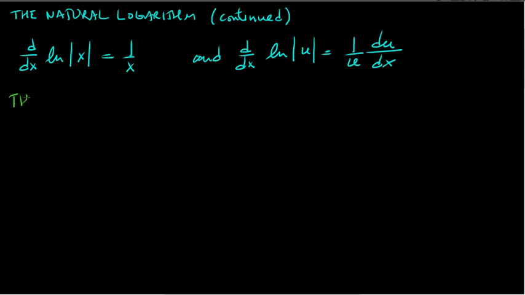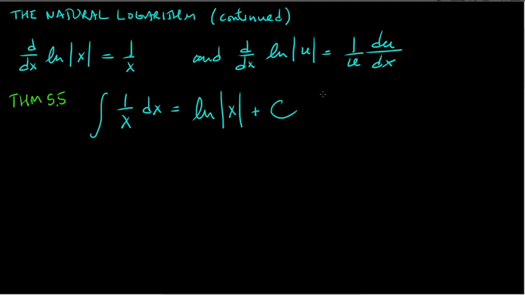The next very important property here, this is theorem 5.5. And it's really just saying the opposite of this. If you know the derivative of log of absolute value of x is 1 over x, then we can take the integral of 1 over x. And that should be natural log of the absolute value of x plus c, right? Indefinite integral.